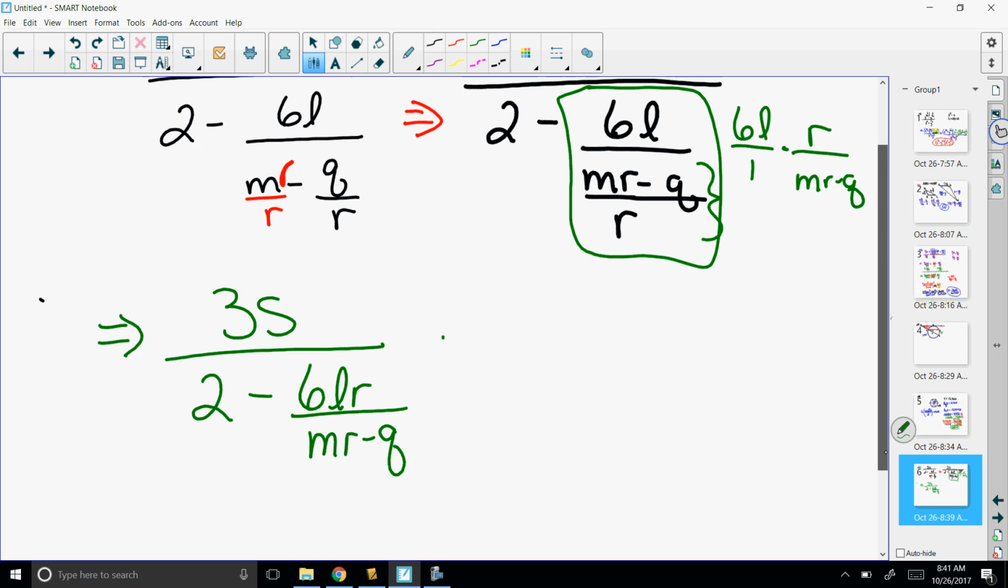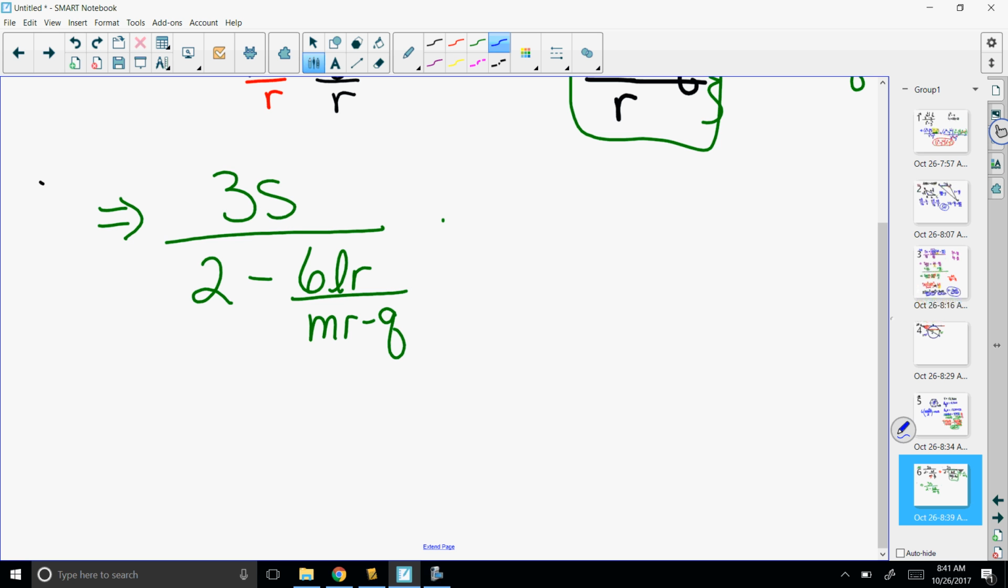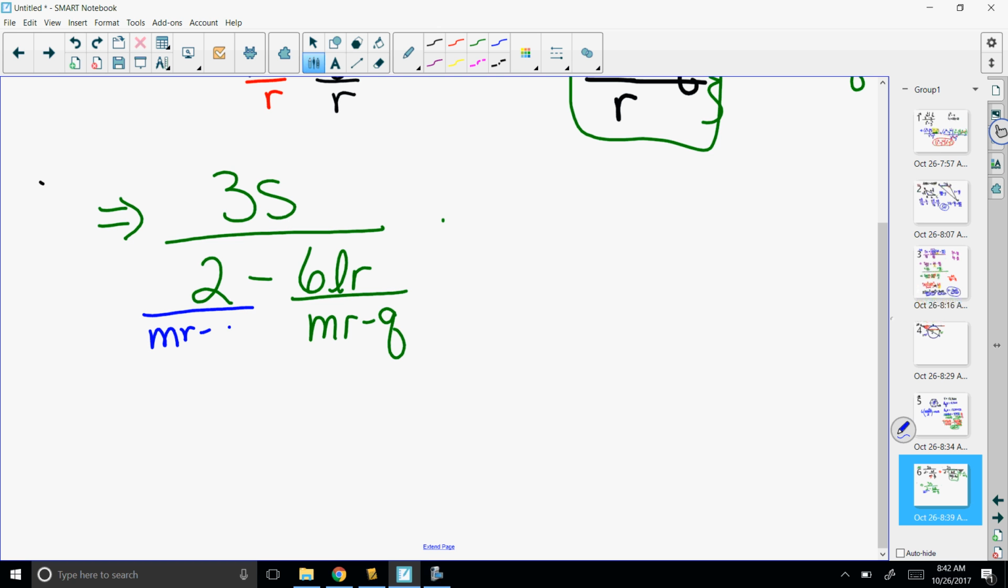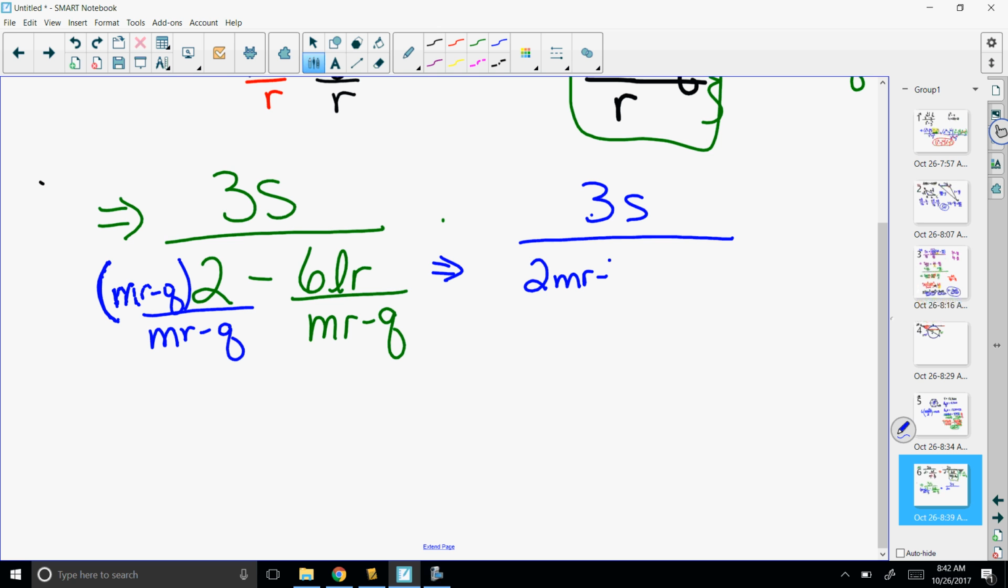Now what do you do? Get a common denominator. If you work with the common denominator, it's mr minus q. Okay, so now you are going to have 3s over 2mr minus 2q minus 6lr all over the common denominator of mr minus q.